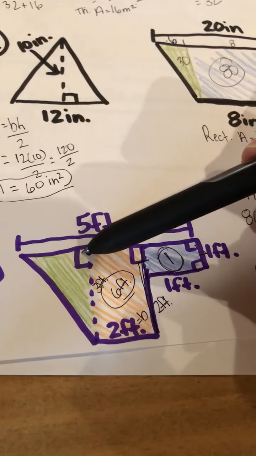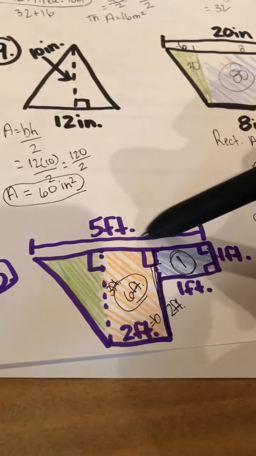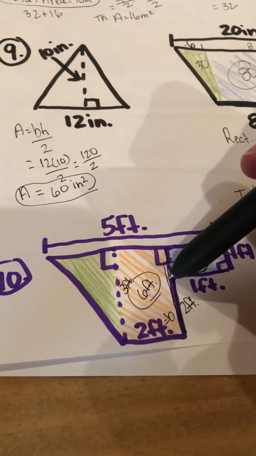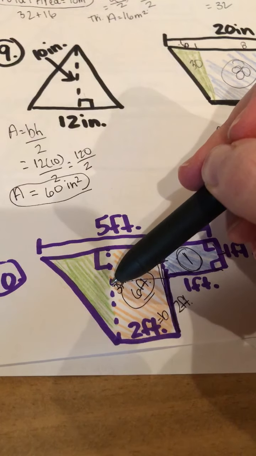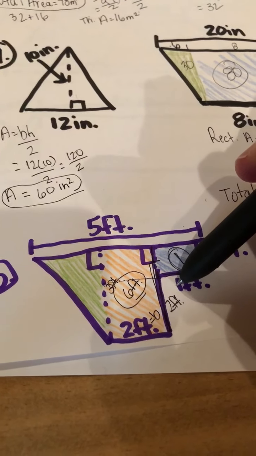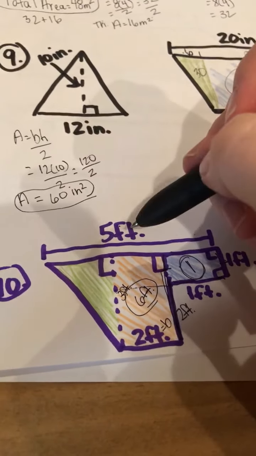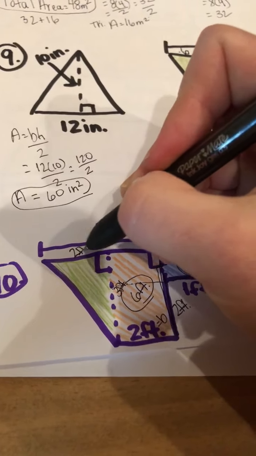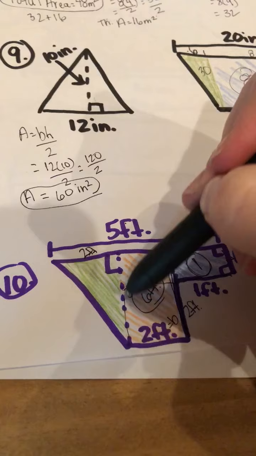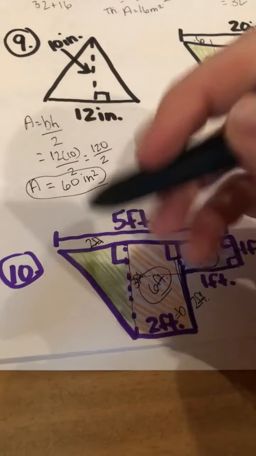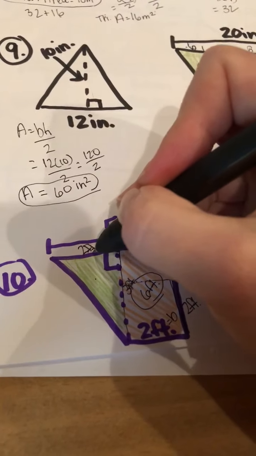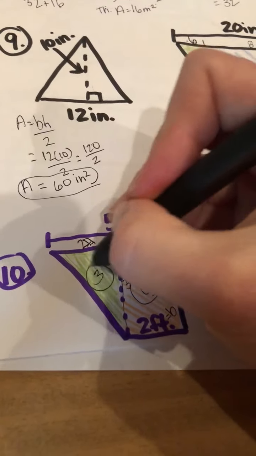Now for the triangle. This whole line is 5 feet. I used up 1 foot. I used up 2 feet, so that's 3 feet total. So 5 minus 2 minus 1 is 2 feet for the base of that triangle. And I know that the height is here, and we said it was 3. So 3 times 2 divided by 2, 3 times 2 is 6, divided by 2 is 3.